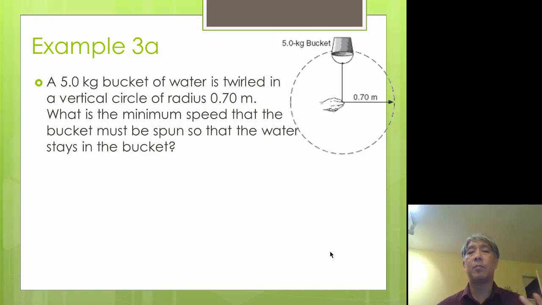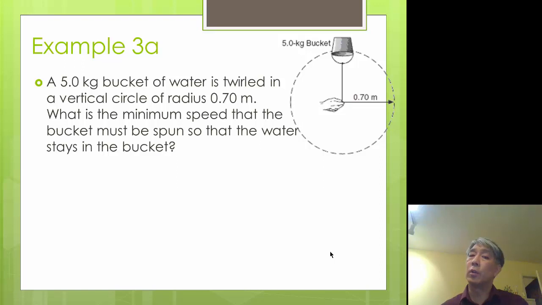Okay, I have a 5-kilogram bucket of water twirled in a vertical circle of radius 0.7 meters. What is the minimum speed that the bucket must be spun so that the water stays in the bucket? Okay, similar to the car problem, but this is one of those min-max types of problems.